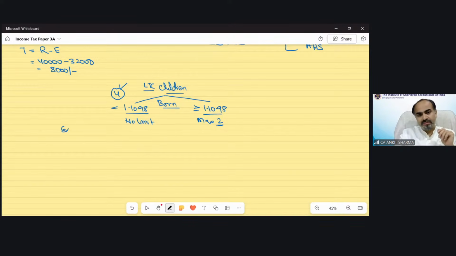For example, an employee is having 3 children who have taken birth before 1st October 98, and suppose 4 children take birth on or after 1st October 98. So can you tell me what is the total number of children he can take the exemption? In this situation, how many children exemption he can claim? Sridhar is saying 2. Anyone else?